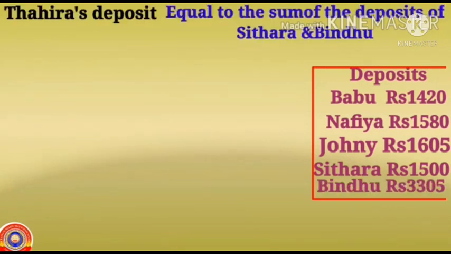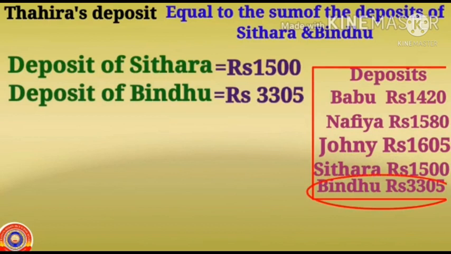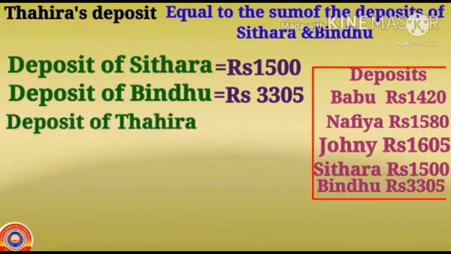Who is next? Tahira. Tahira's deposit is equal to the sum of the deposits of Sitara and Bindu. So, to find out the deposit of Tahira, just add the deposits of Sitara and Bindu. Deposit of Sitara equals 1500 rupees. Deposit of Bindu equals 3305 rupees. To find out the deposit of Tahira, just add 1500 plus 3305.